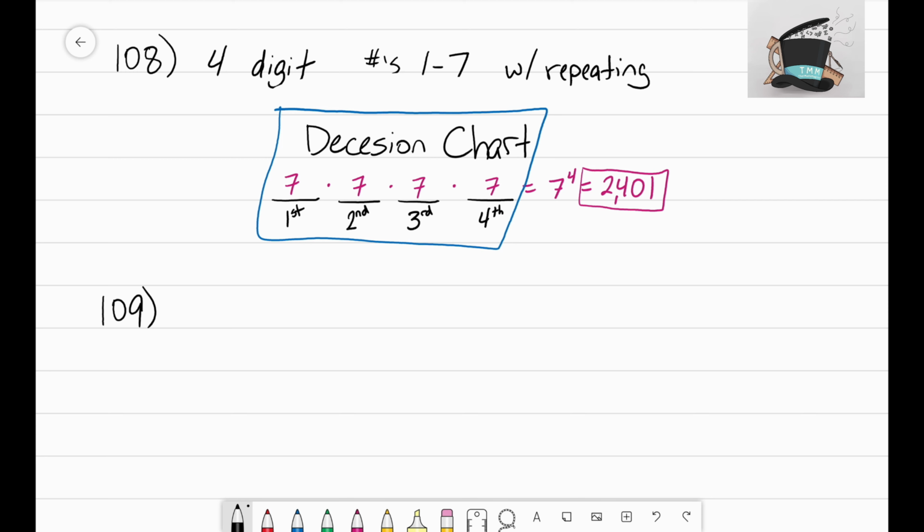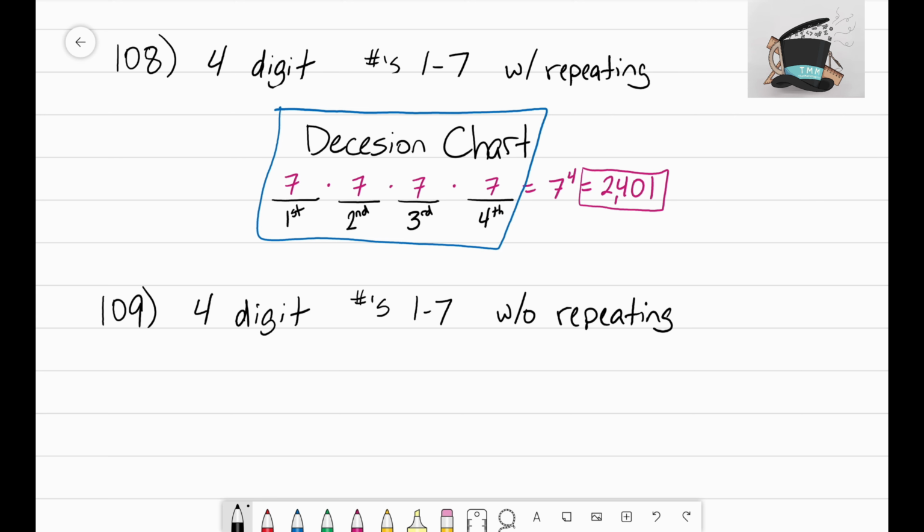Now for 109, it says, how many 4-digit numbers could you make? So we're still dealing with a 4-digit number. And it says with the digits 1 through 7. So this hasn't changed. Numbers 1 through 7. And if you could not use any digit more than once. So that means that we are going to have without repeating.